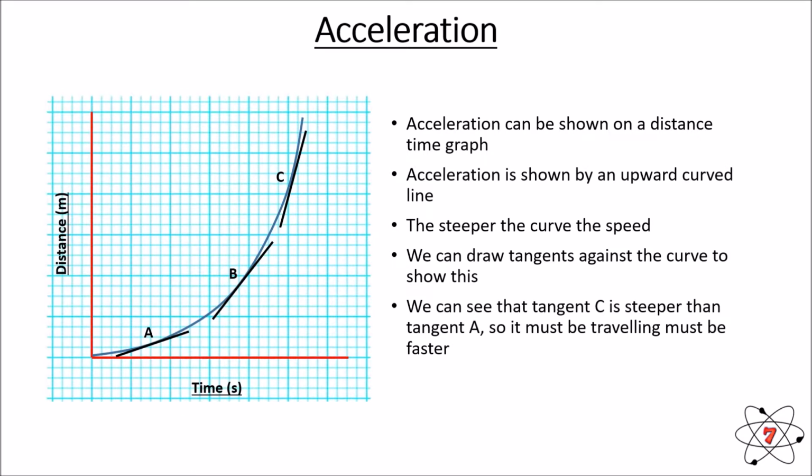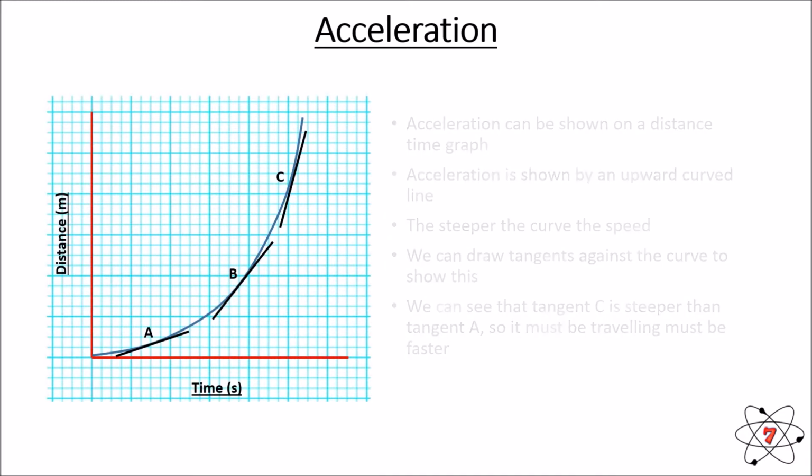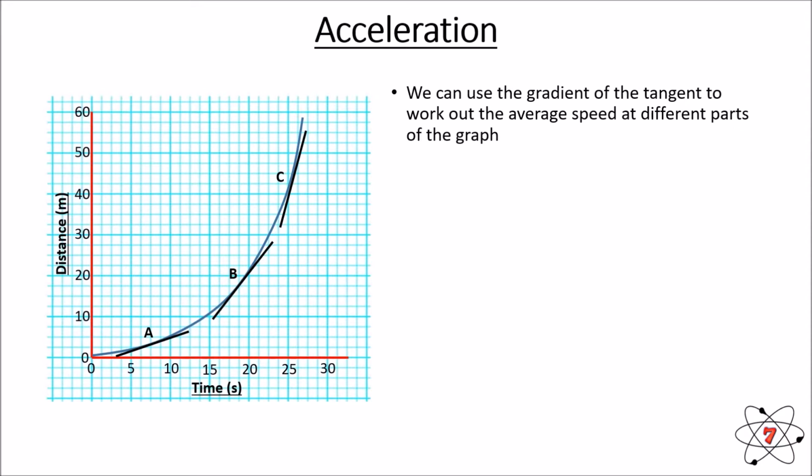We can see that tangent C is steeper than tangent A. And we know that the steeper the curve, the faster the object is travelling. So at point C, because we have a steeper line, the object is travelling faster than at point A. We can also use the gradient of the tangent to work out the average speed at different parts of the graph. Although the speed is changing, we can calculate the speed at different parts of the graph using these tangents. Remember, gradient is equal to y divided by x.